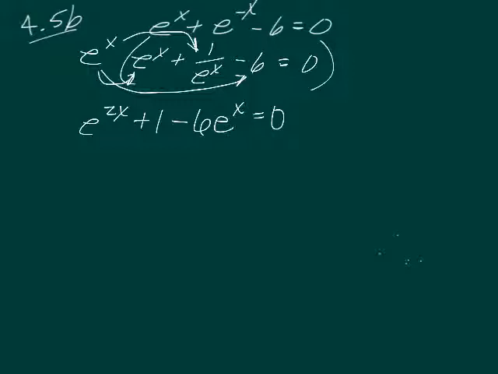Okay. And this is where we go back to our handy-dandy cool little quadratic equation substitution thing. Let's first of all write this correctly. e to the 2x minus 6e to the x plus 1 equals 0. Now what if I said that u equals e to the x?